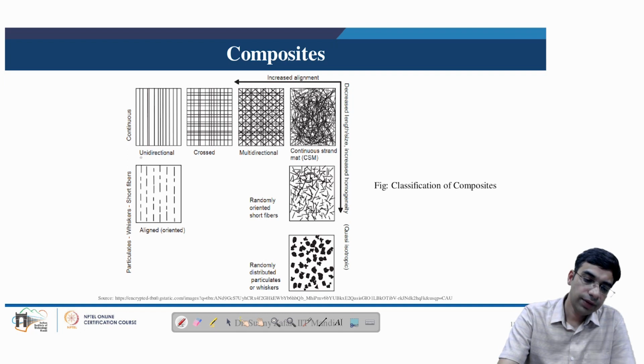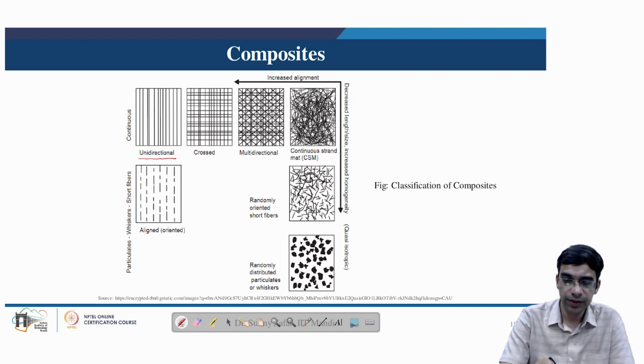With increased alignment, we achieve the unidirectional composites where all the reinforcements are oriented in one direction. Then there may be cross direction, having bidirectional reinforcements, at 0 and 90 degrees. We can also have multi-directional composites where reinforcements are oriented in multiple directions, or a continuous strand mat. With decreased length by size, there is increased homogeneity, but as we move away from this, homogeneity reduces. And as we reach randomly oriented particles and whiskers, quasi-isotropic properties are achieved in the composite material.